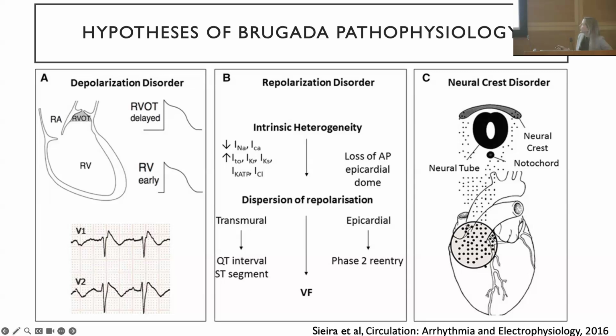And then the third hypothesis, which is likely not mutually exclusive to these 2, is that migration of neural crest cells, which contribute significantly to the right ventricular outflow tract, which is thought to be the site for some of these gradients, may also underlie the pathogenesis of Brugada syndrome.